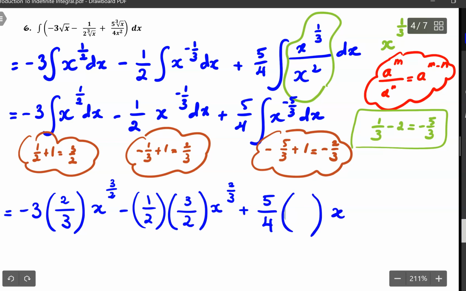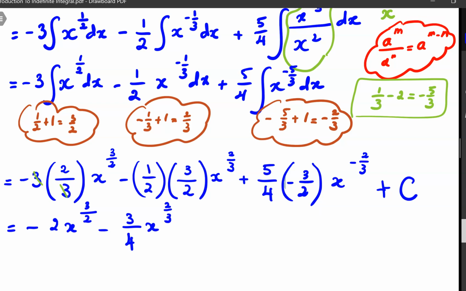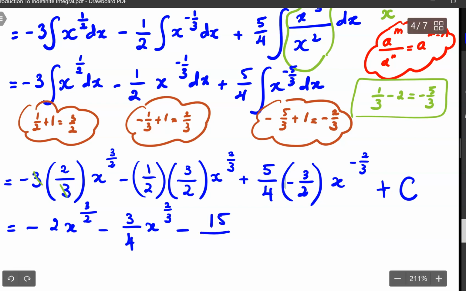Multiply by x raised to the exponent -2/3. At the same time, I divide by -2/3, which means I multiply by -3/2. Double check, we are good. Make sure that we add the c, and now we can simplify. This will give me, cancel that, -2 x^(3/2). This one should give me 3/4 x raised to the exponent 2/3. This one I should have -15/8 x raised to the -2/3 plus c.